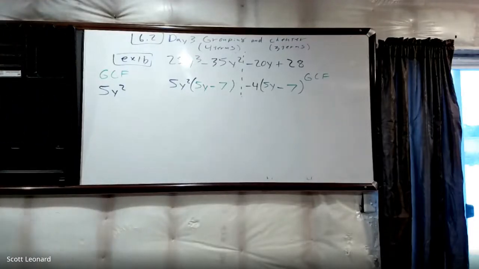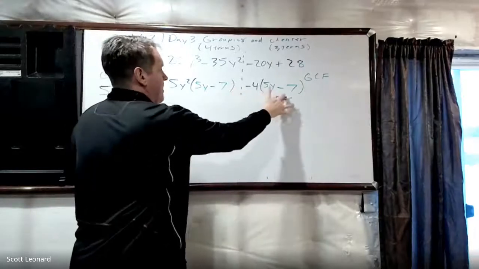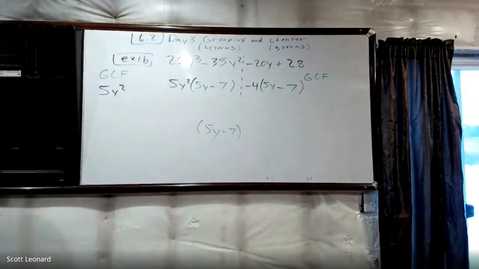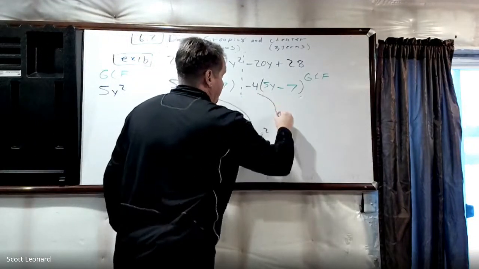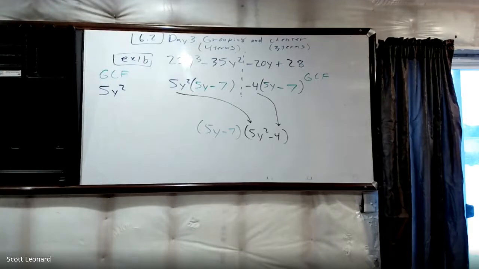Is everybody good so far? Okay. Now we look at this and go, okay, 2 5y minus 7s. That would be the first part of our answer. Then I'm going to take my 5y squareds and my minus 4 and make a new grouping of that. Everybody okay here? Any questions?